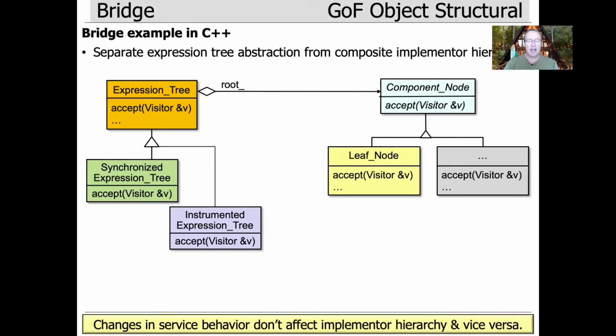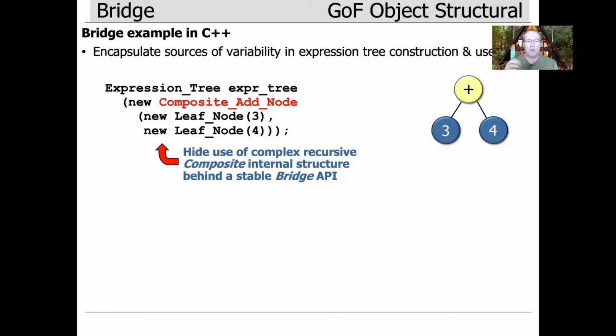So this is kind of a diagram showing what it looks like. You can see here that we have the expression tree, which is the interface that clients use. That can be subclassed so that we can change services without affecting the client. You could also change the service without affecting the implementer hierarchy. Likewise, you could come in and plug in different implementations and not affect the clients or not affect the services. The reason for doing this is we want to be able to completely shield applications from the details of how things are used.